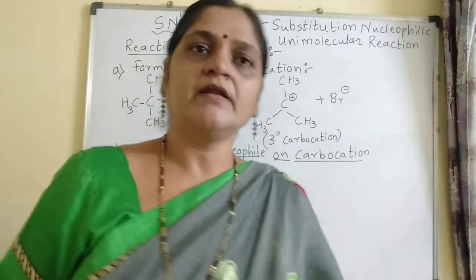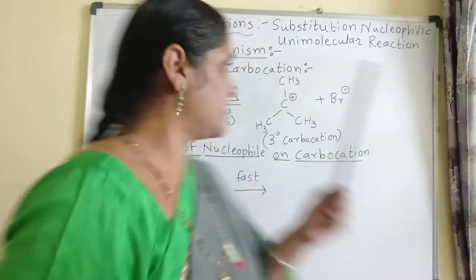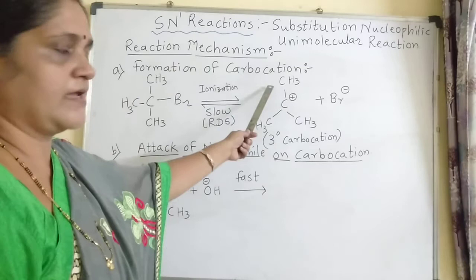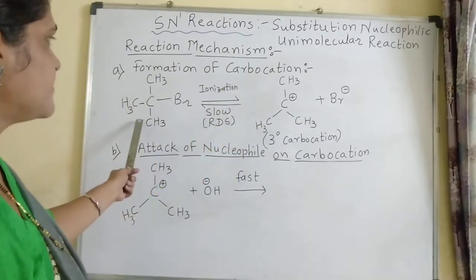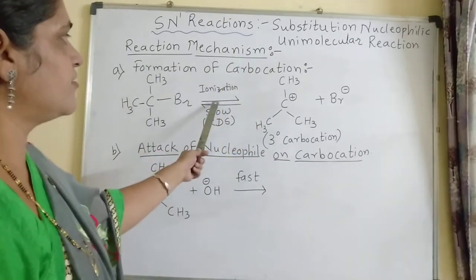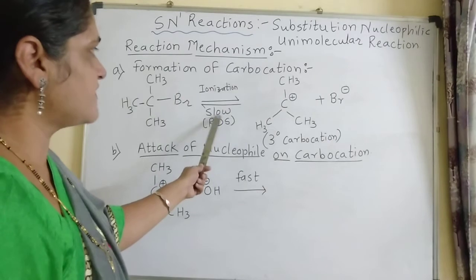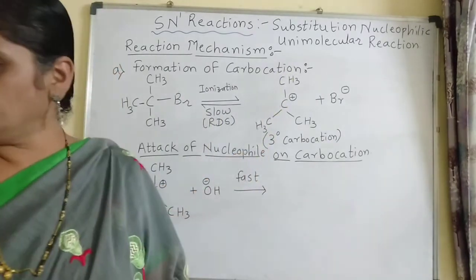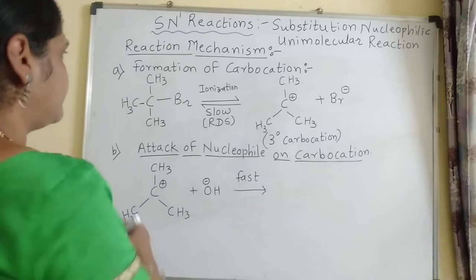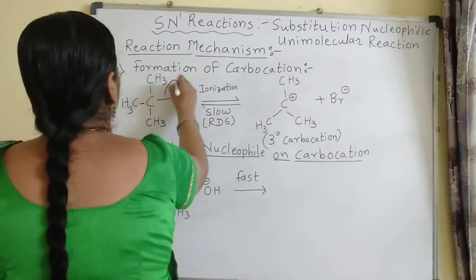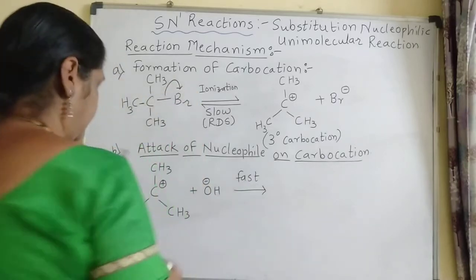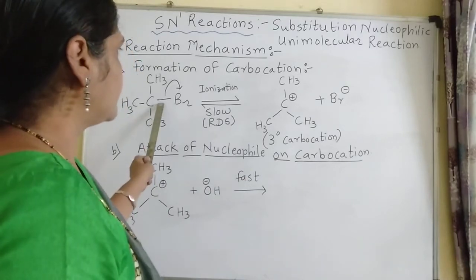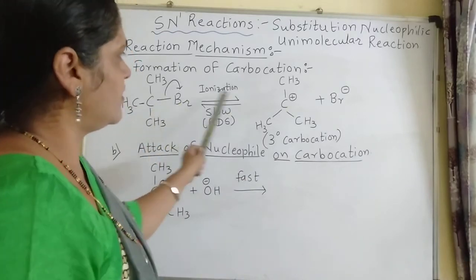Now see students, here I have written both the steps of this reaction mechanism. The first is formation of carbocation. Initially, this tertiary butyl bromide undergoes an ionization process. This ionization process will produce a tertiary carbocation. Now, during this ionization process, there will be separation of the bromide ion. The bromine atom takes the bonding pair of electrons with it and undergoes ionization.